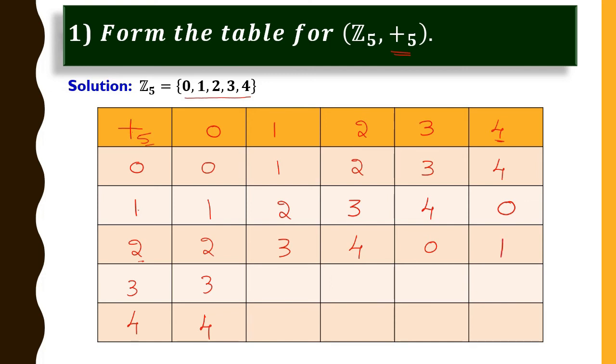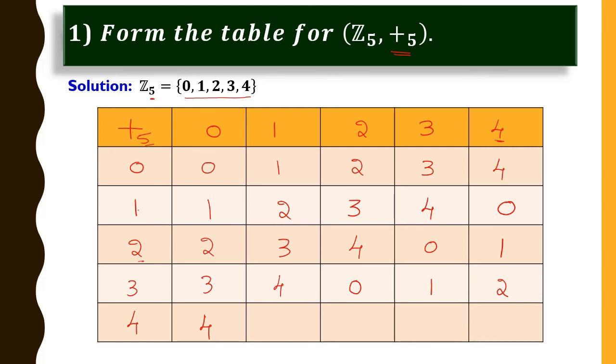Similarly, 3 plus 1 is 4. 3 plus 2 is 5. Divide 5 by 5, remainder is 0. 3 plus 3 is 6. So remainder is 1. 3 plus 4 is 7. Remainder is 2. How are we getting the remainder? We have to divide the number by 5.